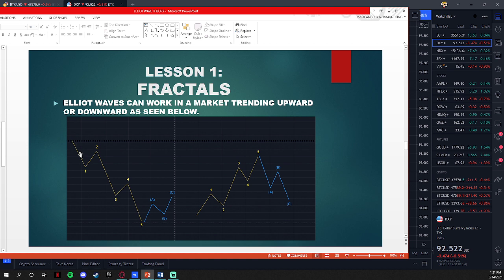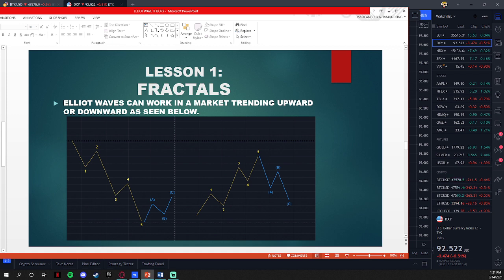Okay, you have your downward market here. We have 5 waves down and a corrective wave. This part is where the market is trending up. 5 waves up, then we have a corrective wave down. So there are Elliott waves within Elliott waves.